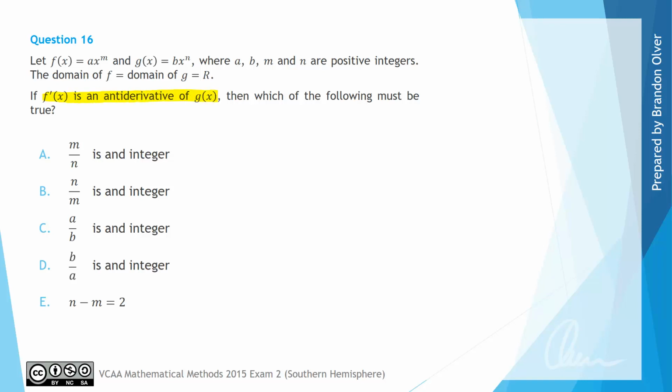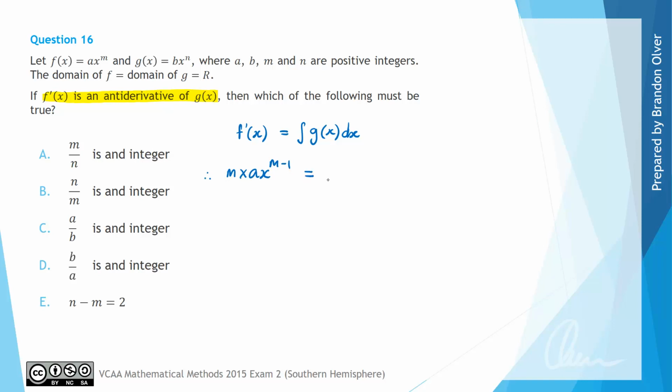So we're going to start by unpacking the highlighted statement that we know that f dash of x, the derivative of f, is equal to an antiderivative of g of x. So therefore, if we calculate the derivative of f of x, we would have m times ax to the power of m subtract 1.